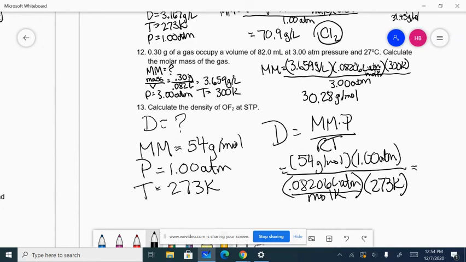Double check your units always. And we'll answer to, oh, look, they didn't give us sig figs. So I'm going to say that I use the periodic table of the elements, so 4. And my answer will be 2.410 grams per liter.